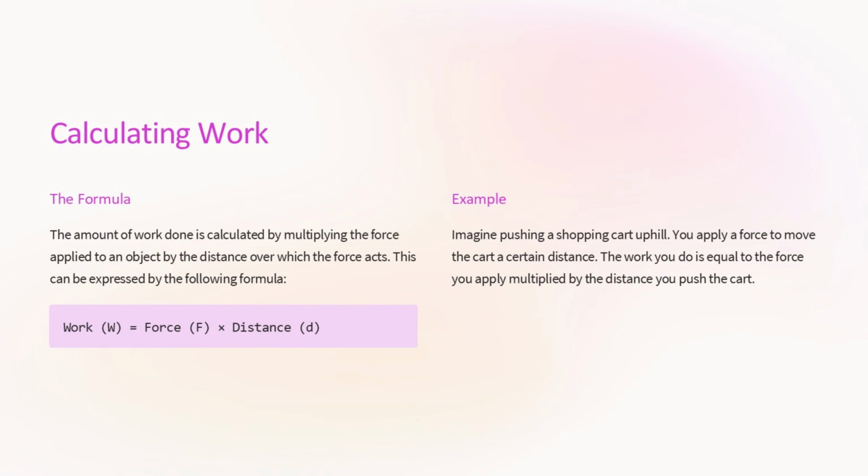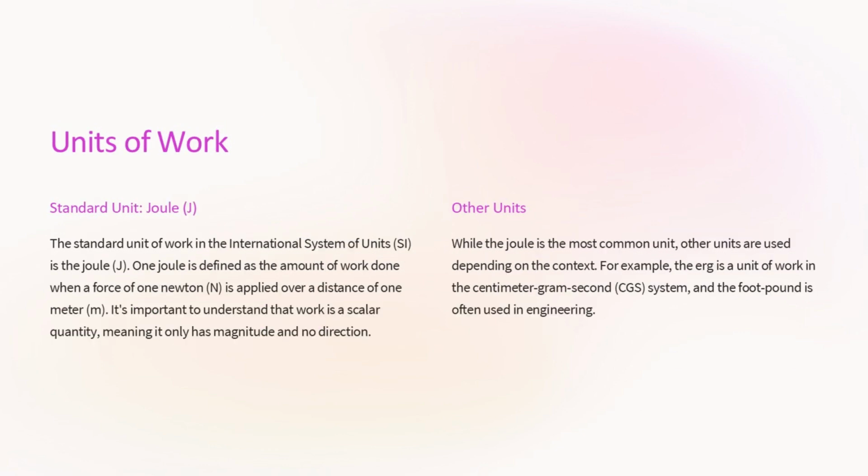of energy through work. The standard unit of work in the International System of Units, SI, is the joule, J. 1 joule is defined as the amount of work done when a force of 1 Newton, N, is applied over a distance of 1 meter, M. Work is a scalar quantity, meaning it only has magnitude and no direction. While the joule is the most common unit, other units like the erg in the CGS system and the foot-pound in engineering are also used depending on the context.